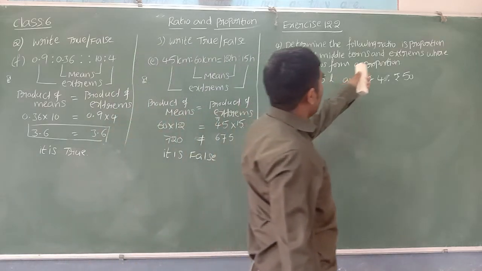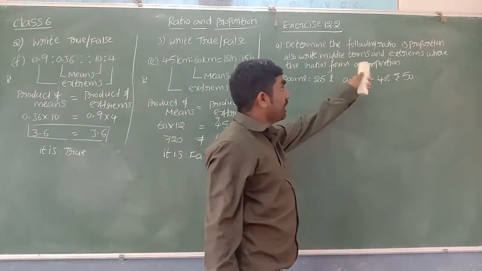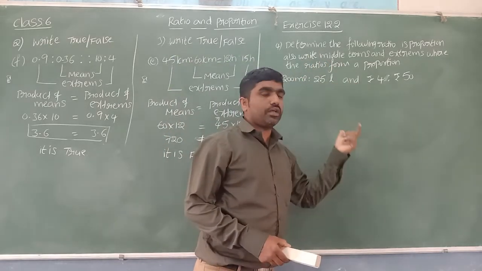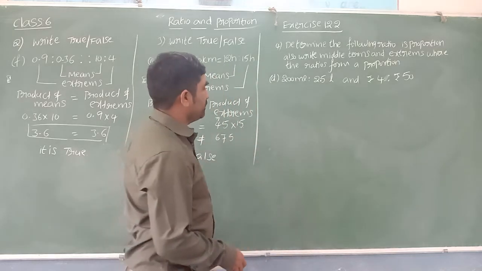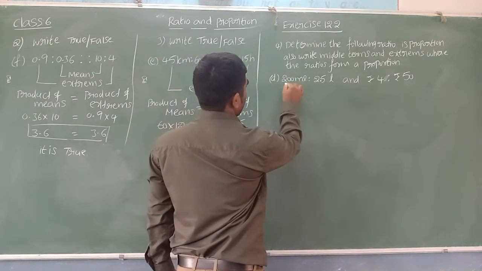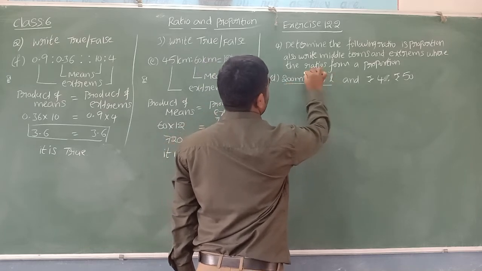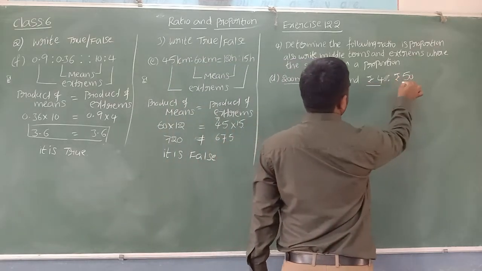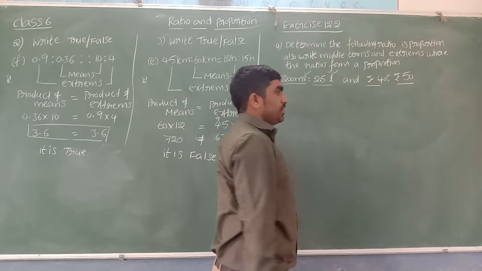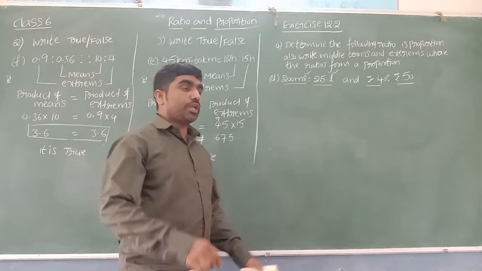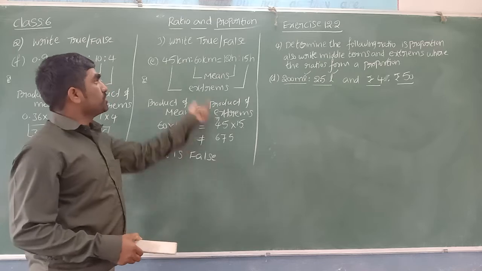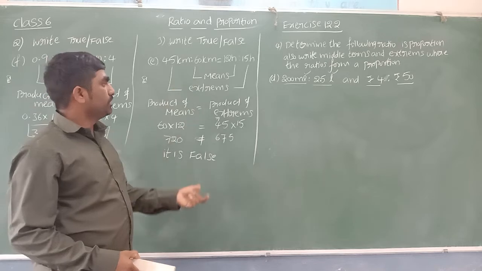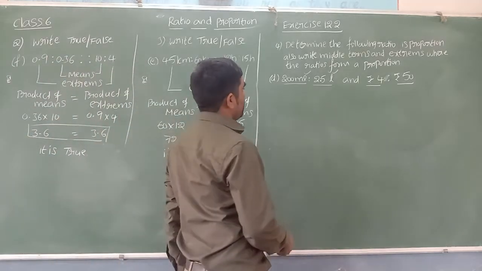Next, determine whether the following ratios are in proportion. Also write the middle terms and extremes where the ratios are found. So verify whether these are proportional or not. If they are in proportion, write the middle terms and extremes. You can see 200 ml, 2.5 ml, both are the same units. Here you can see 4 rupees and 50 rupees, both are the same units. If both are the same units, then only can we apply this formula. If suppose here kilometers and here meters, first we make them the same units, then we apply the formula. Here you can see both are the same units.